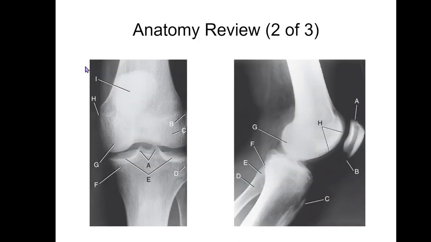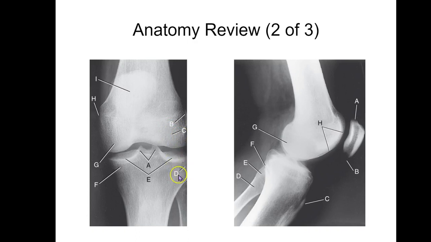Okay, so let's see if we can identify some of the anatomy that we just learned. So on the AP knee, that's what you see here on the left, A is pointing to the medial and lateral intercondylar eminences. And remember, we just learned that ligaments attach to those eminences. B, and this is kind of cut off here, but B is pointing to the lateral epicondyle of the femur. C is pointing to the lateral condyle of the femur.